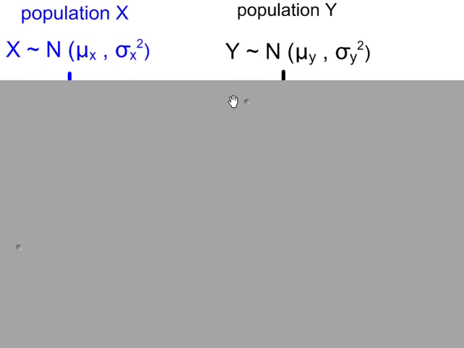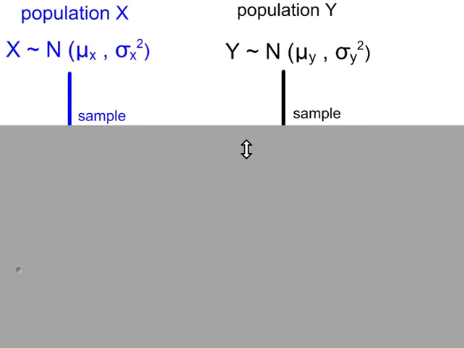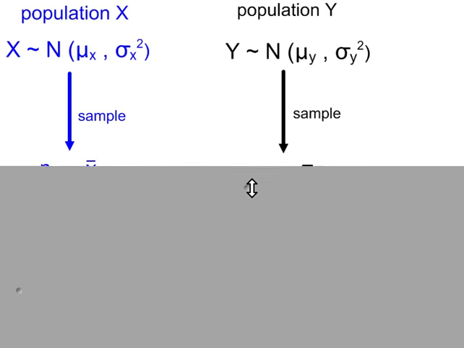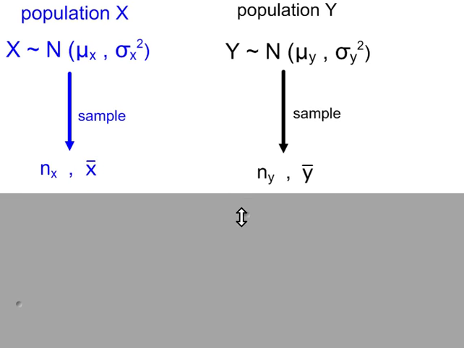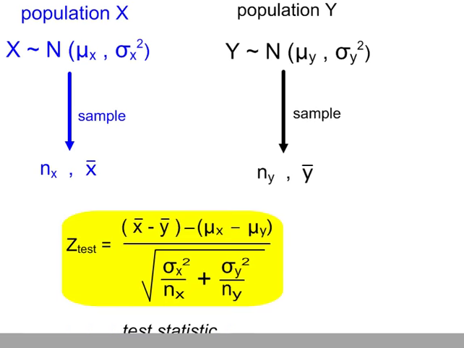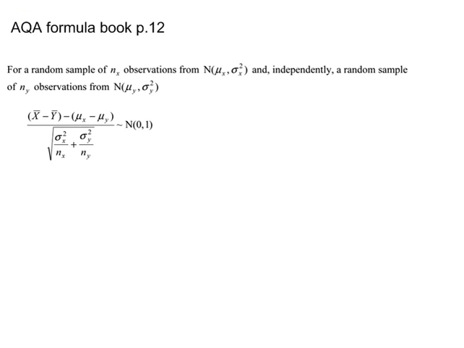So we start with two populations. They have a mean and a variance each. We take random samples from each, and work out the sample mean for each. And then we use this formula, which gives us our z-test statistic. It's in the formula book on page 12.